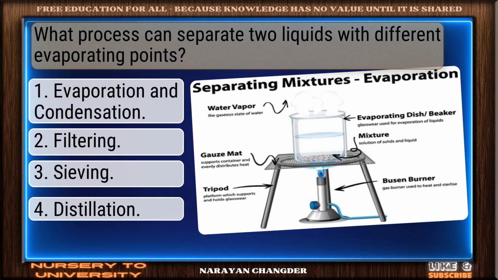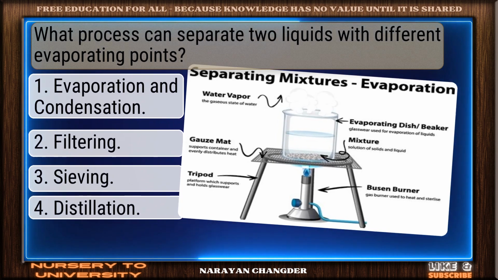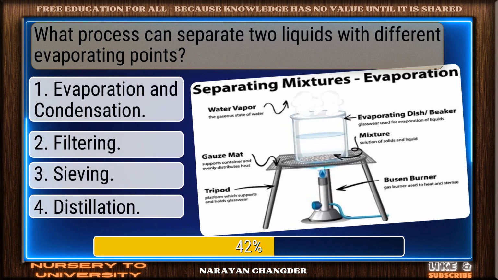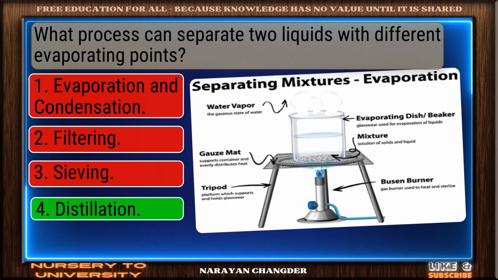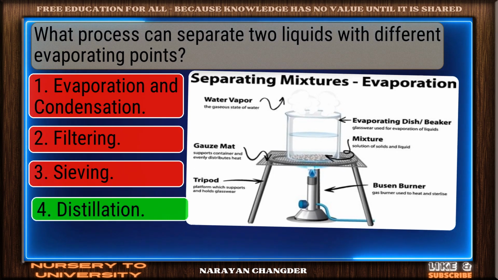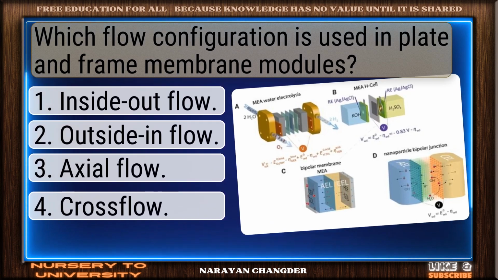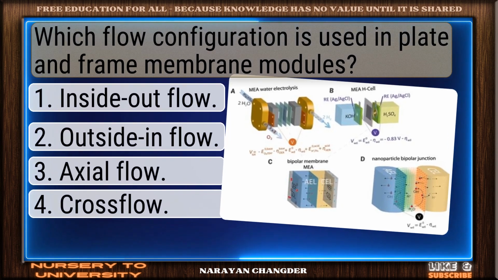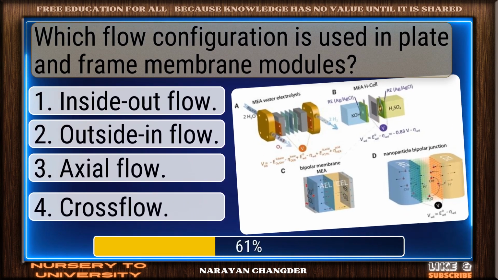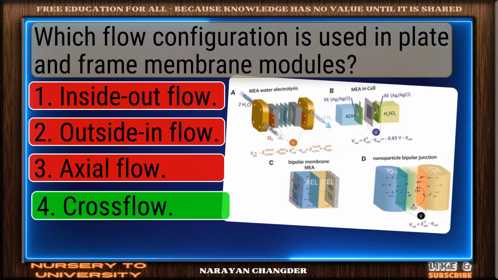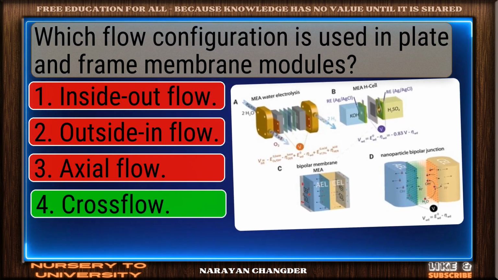What process can separate two liquids with different evaporating points? Strong choice. Distillation is the right answer. Which flow configuration is used in plate and frame membrane modules? Excellent choice. Crossflow is the right answer.